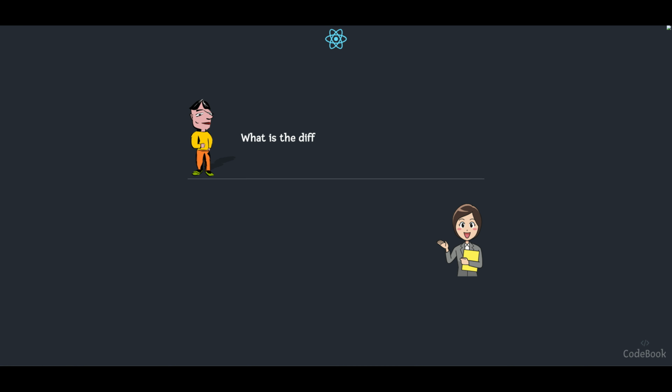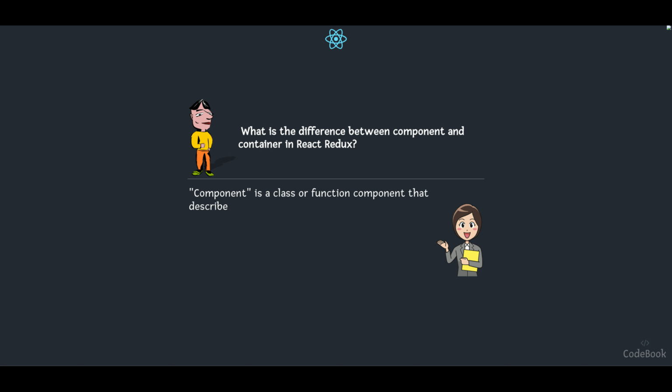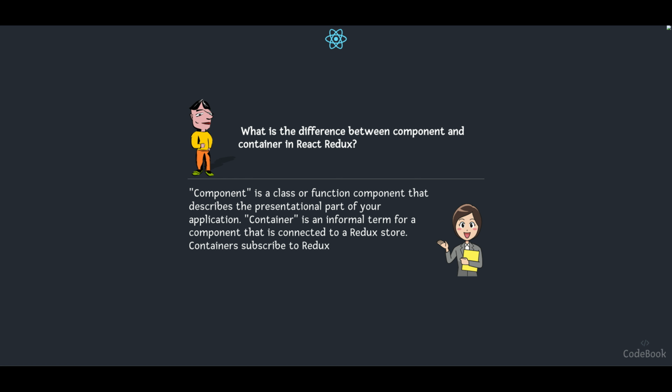What is the difference between component and container in React Redux? A component is a class or function component that describes the presentational part of your application. Container is an informal term for a component that is connected to a Redux store. Containers subscribe to Redux state updates and dispatch actions, and they usually don't render DOM elements; they delegate rendering to presentational child components.